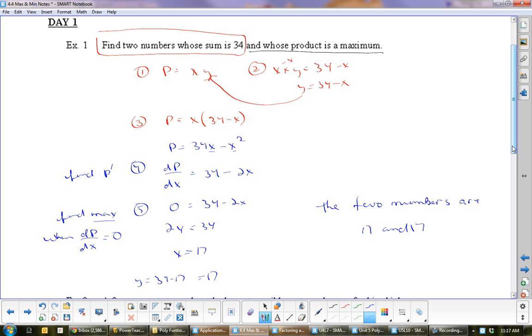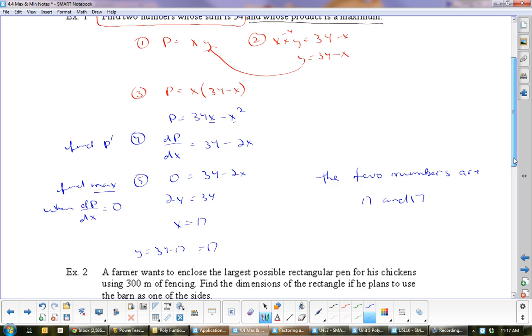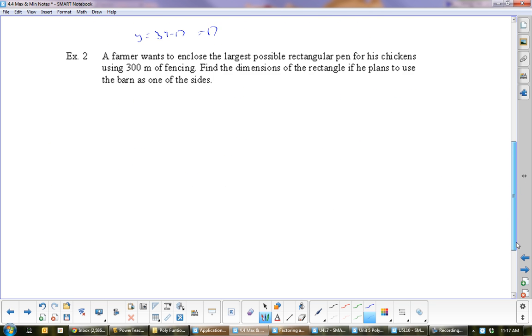If you had a graphing calculator, graph it, find the max, left, right, enter. It would give you 17 as your x, and it would actually give you 17 as the y too. Or you can complete the square on it, and you would get 17 as the x for the PQ.